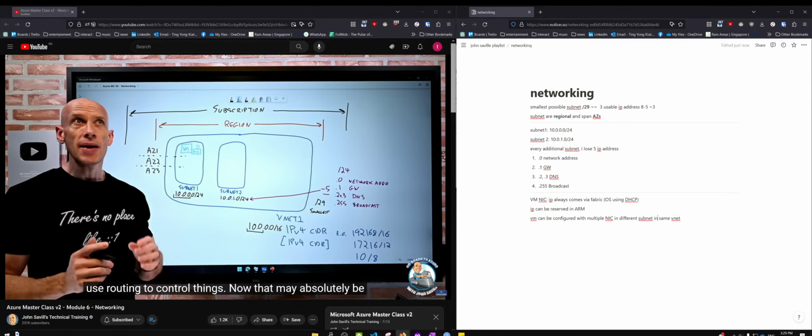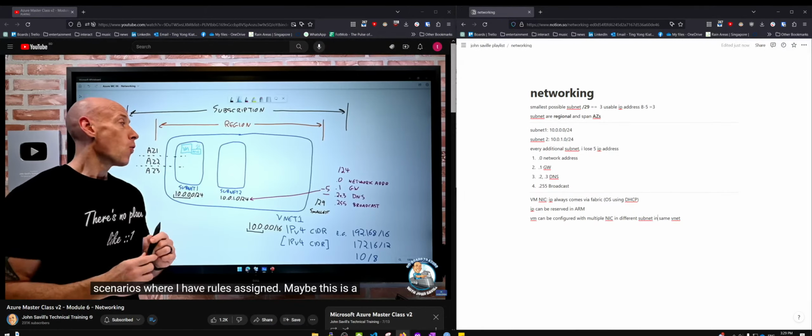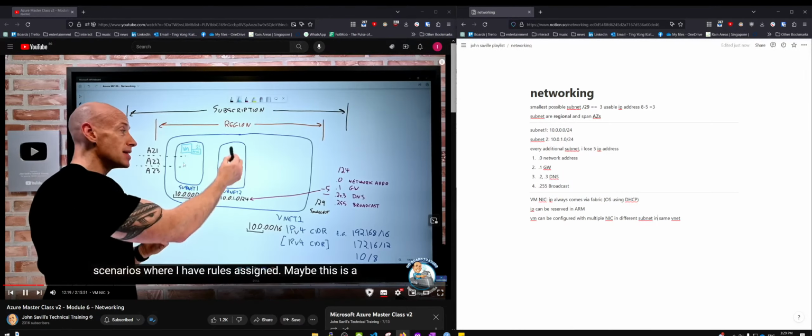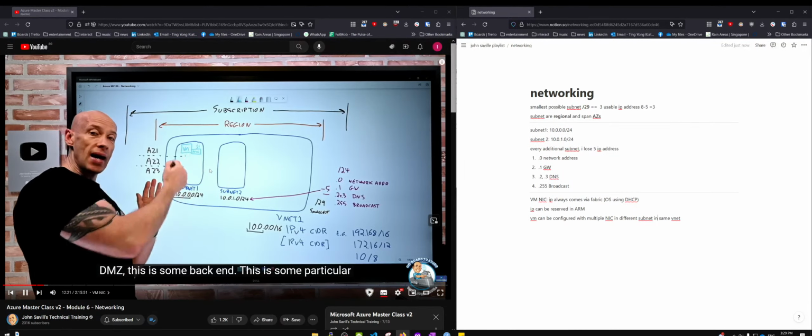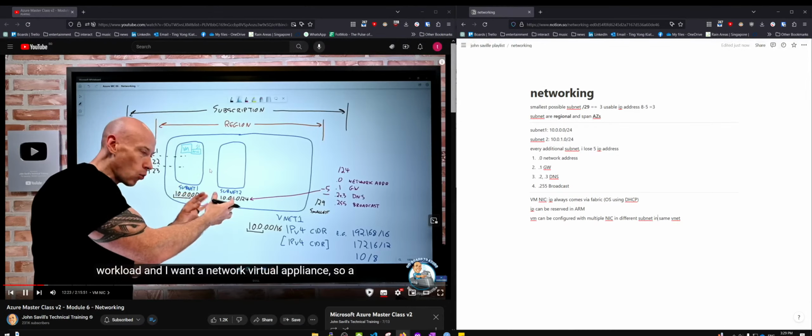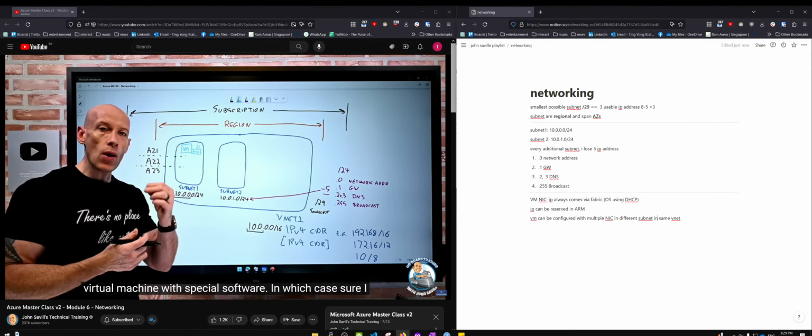Now, there may absolutely be scenarios where I have rules assigned. So maybe this is a DMZ, this is some backend, this is some particular workload, and I want a network virtual appliance.